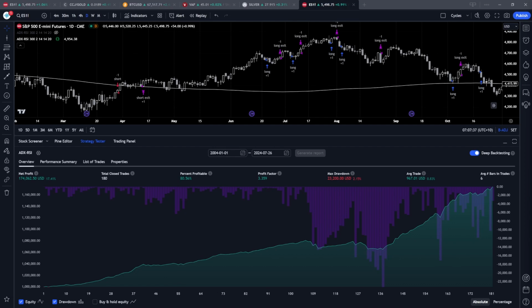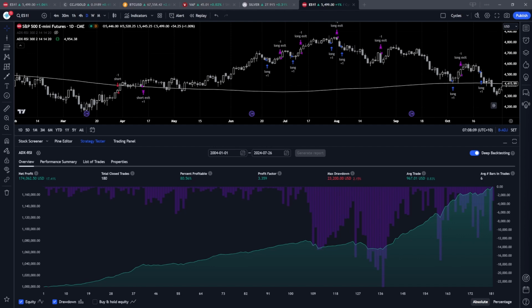Now, once you've added it to the chart, your page should look like this. You should have the strategy plotted on the chart, and you should also have this overview window open, which shows us some very basic information about how the strategy performed over that time period that we have selected. So for me, for this date range, we've got a very impressive win rate here of 80.56%. Now, I'm not refuting that. I think that's probably not too far off the truth.